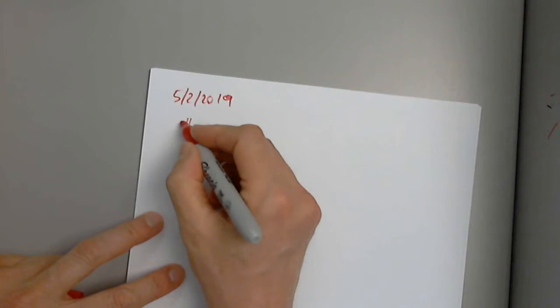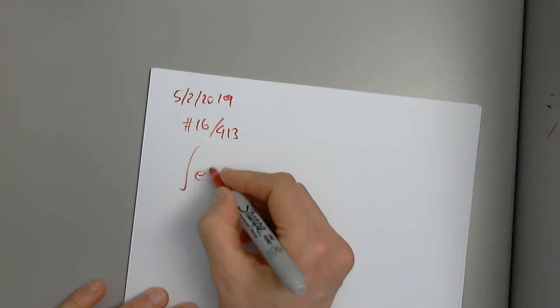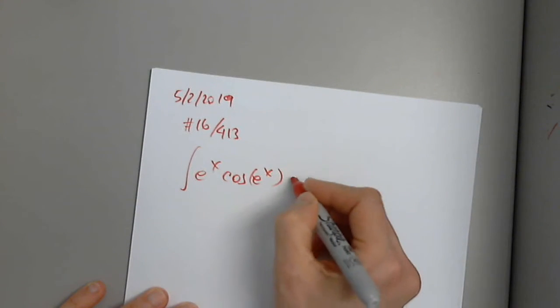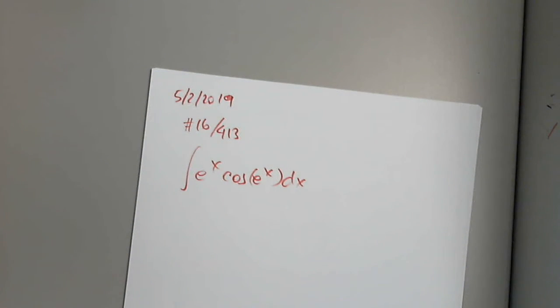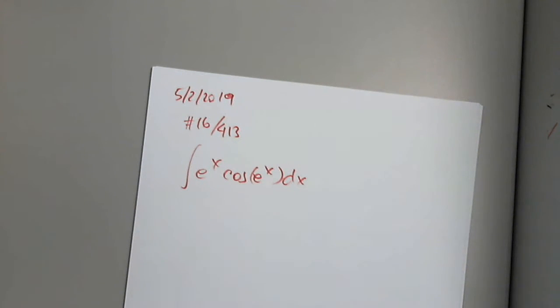Let's say 16 on 413, just to refresh our memory. Is this 5.5? Yes, the integral of e to the x cosine e to the x dx. Any ideas about this? Yes, we will denote e to the x by u, because e to the x is inside another function. So if I could get rid of this and just have a variable here, it would be much easier to handle, right?